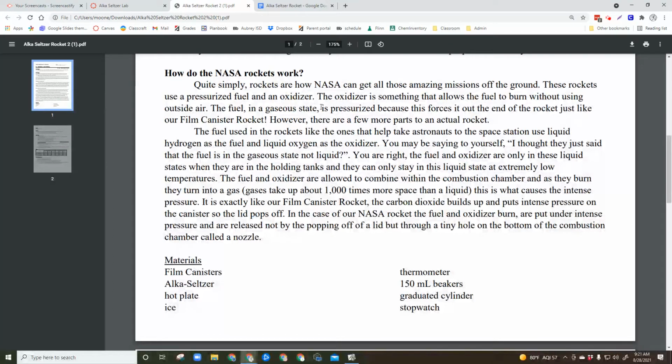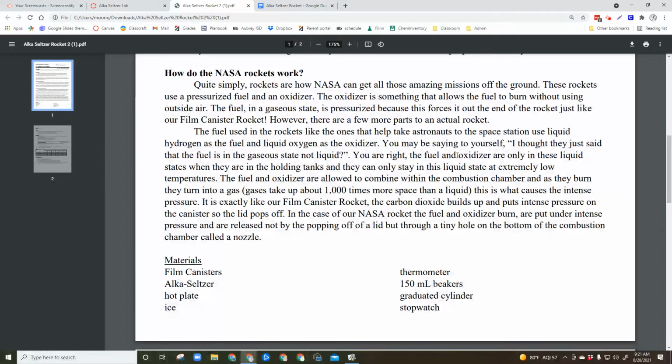Okay, so that's just background information. That's really not important. So here's the meat, I guess, of the paragraph. The fuel used in the rockets, like the ones that help the astronauts to the space station, use liquid hydrogen as a fuel and liquid oxygen as the oxidizer. You may be saying to yourself, well, I thought you just said that the fuel is in the gaseous state, not liquid. Well, you're right.